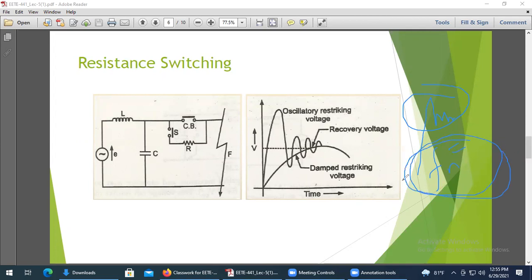How can we control that? By simply adding a parallel damping resistance across it. This resistance is known as an opening resistor, or sometimes this whole phenomenon is known as resistance switching. So whenever you feel that an excessively high frequency TRV may appear across the contact space of the circuit breaker during the fault clearing process, you always have to consider providing some damping there.